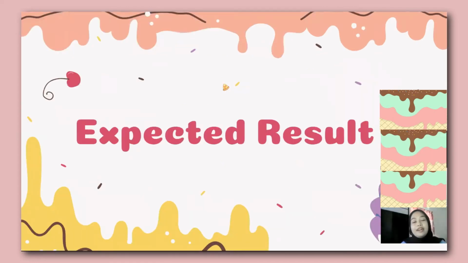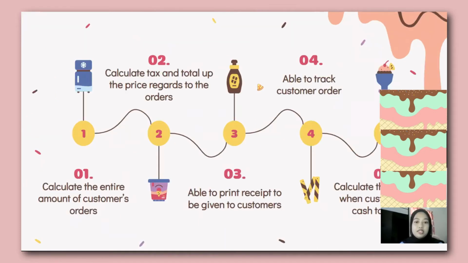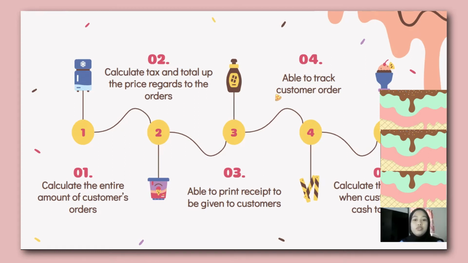Okay, hi, my name is Syahirah binti Muhammad Sohaimi, and I will explain more about the expected result for this project. First, our expected result is to calculate the entire amount of customer orders, then calculate tax and total up the price with regard to the orders, and be able to print a receipt to be given to the customer. Next, it should be able to track customer orders and calculate the total change when the customer provides cash to the employee.